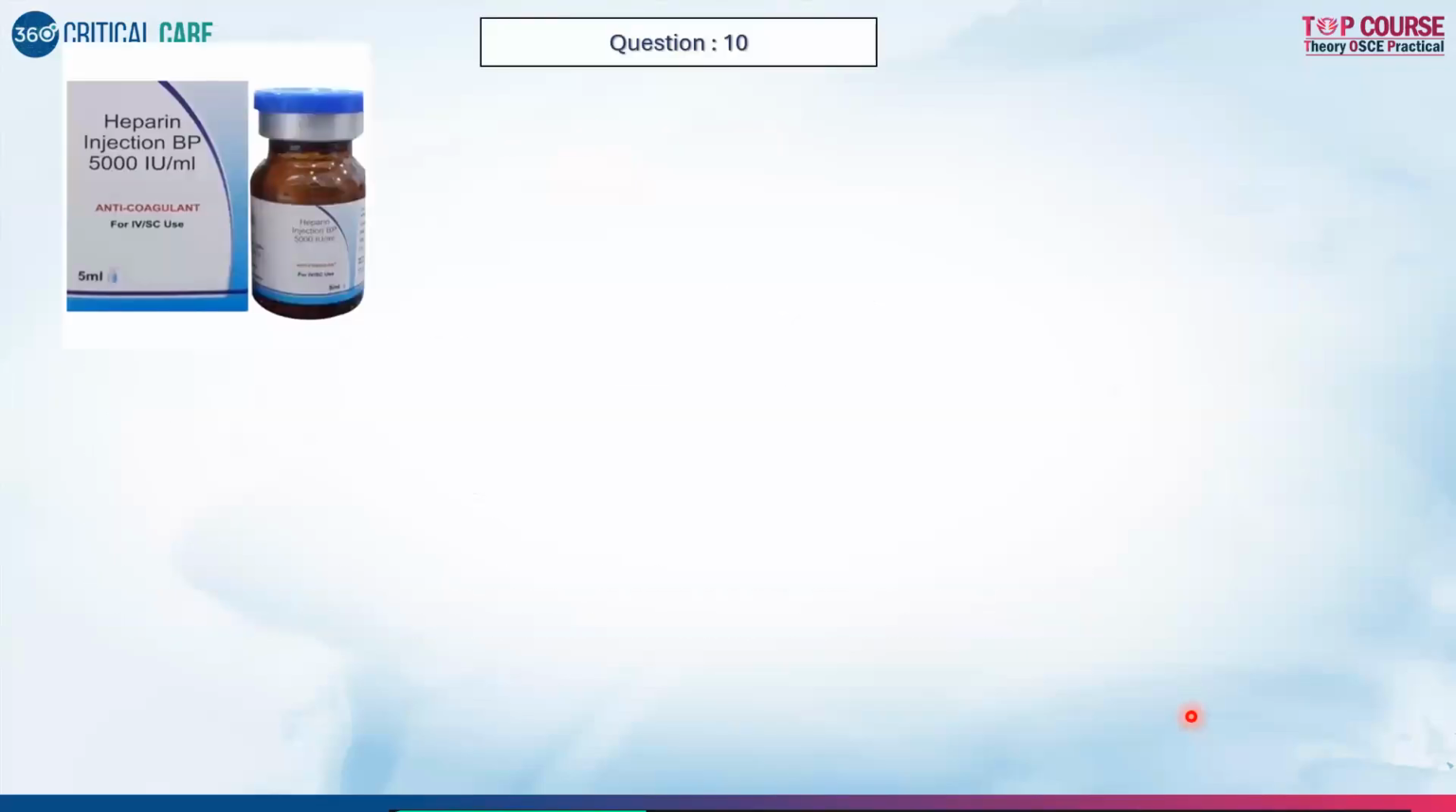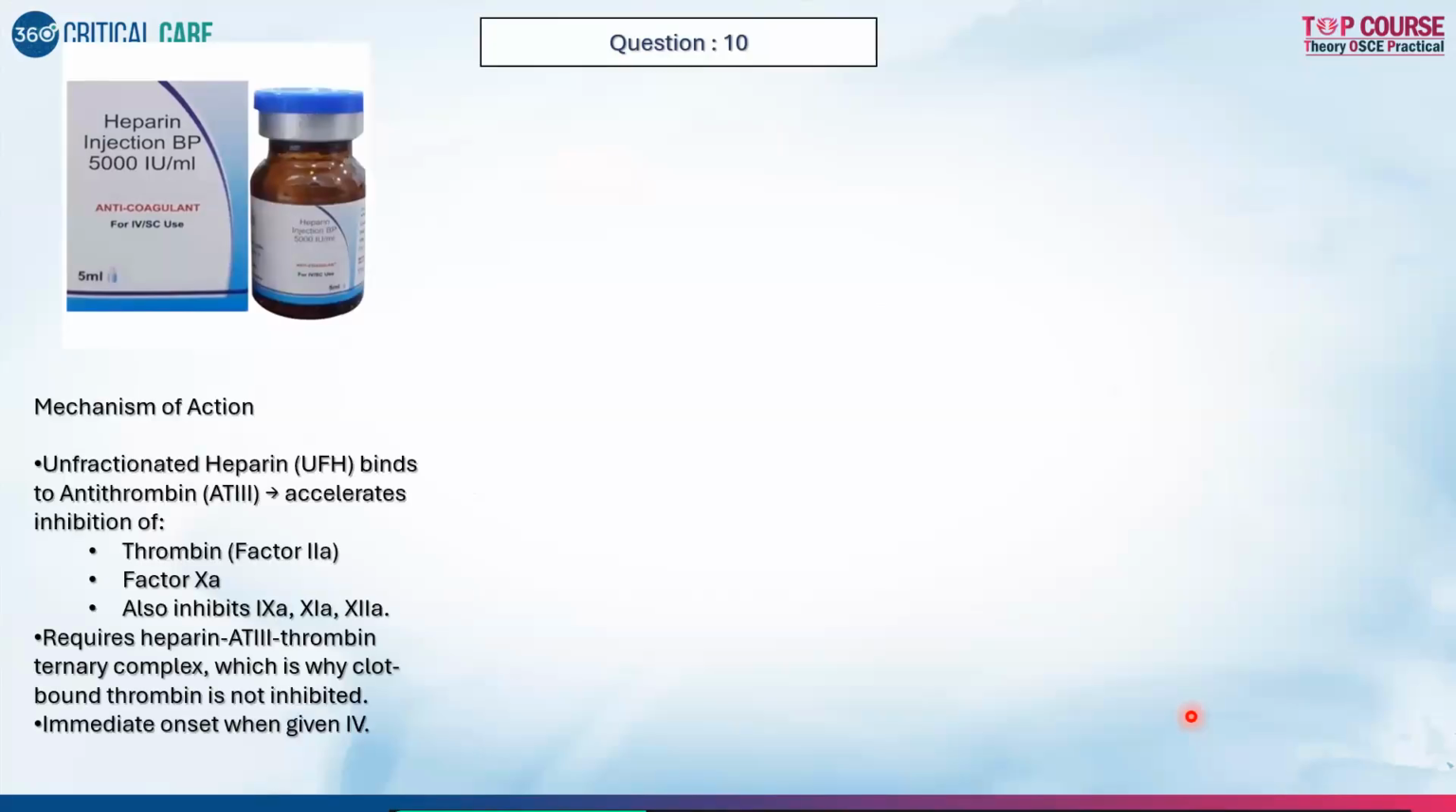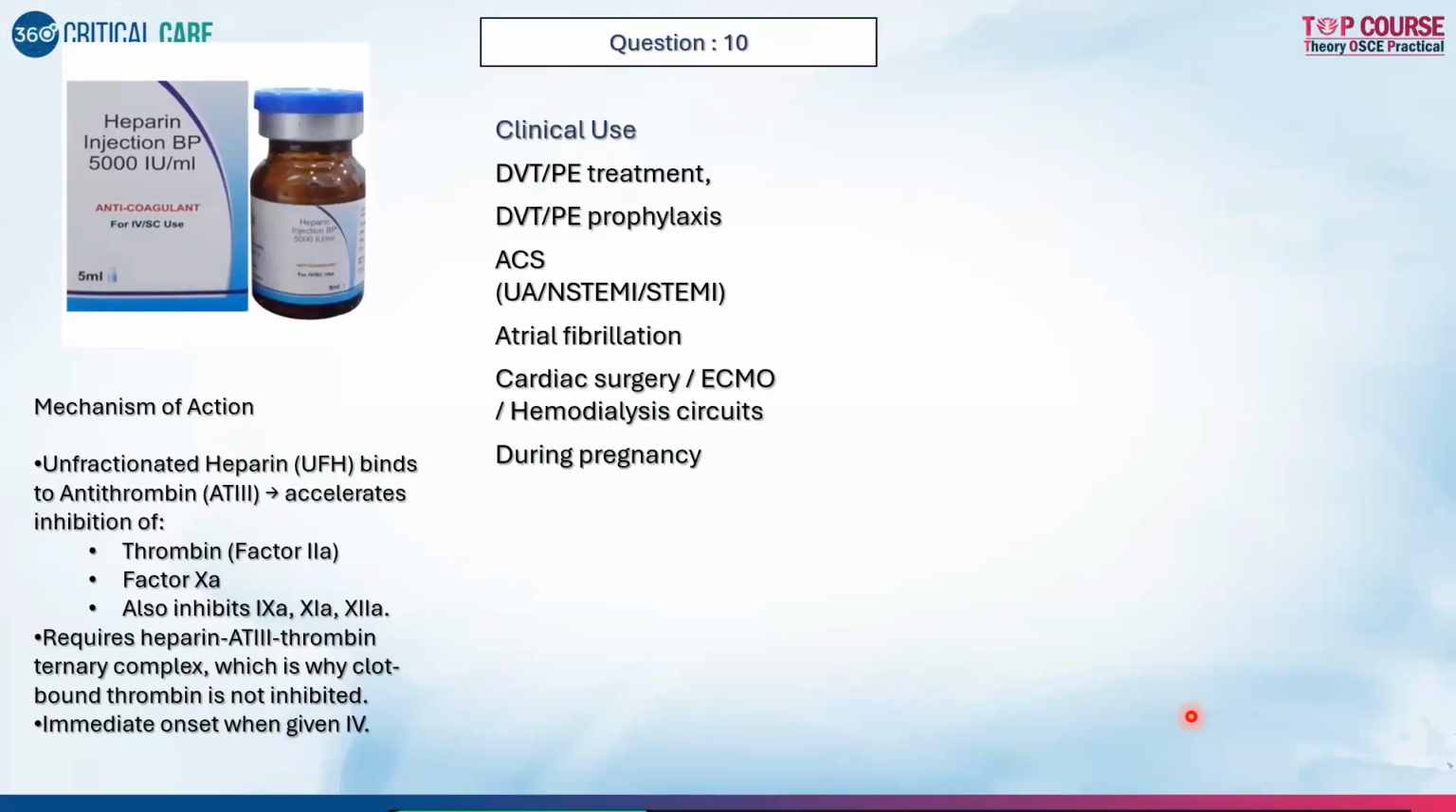Our next question is, what is this? So this is a vial of 5,000 international unit per ml heparin injection, which happens to be an anticoagulant. Its mechanism of action is binding to antithrombin 3. It accelerates the inhibition of thrombin, factor 10A, and also inhibits 9A, 11A, and 12A. It requires this complex, which is why the clot-bound thrombin is not inhibited. Immediate onset when given IV.